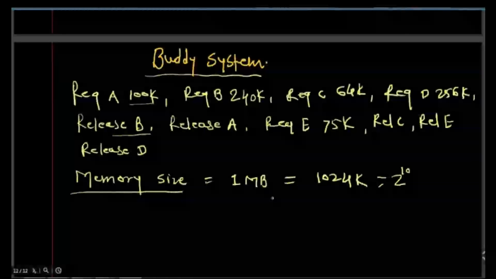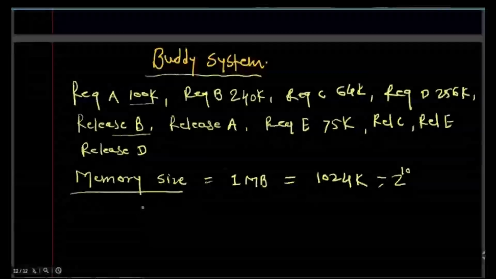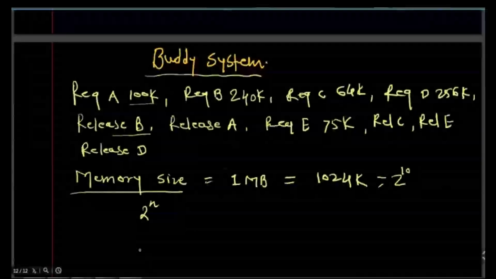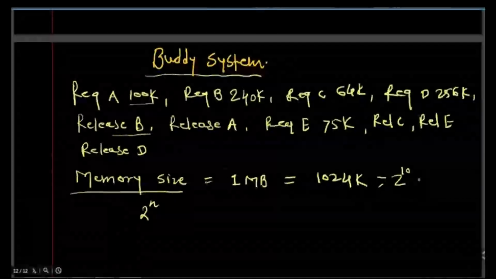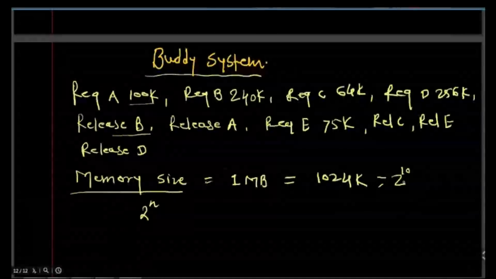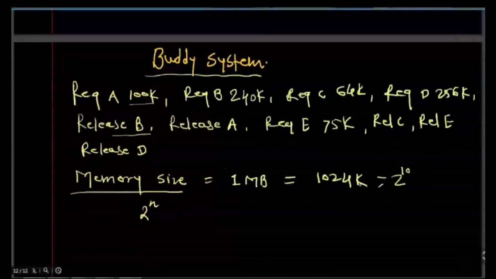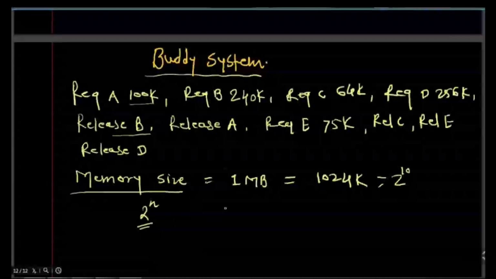Okay, now in the buddy system, the memory is always of the power of 2. Here the memory is 1 MB, that means it is 2 raised to 10 KB, or you can write this as 2 raised to 20 bytes. So the memory is always of size 2 raised to n.